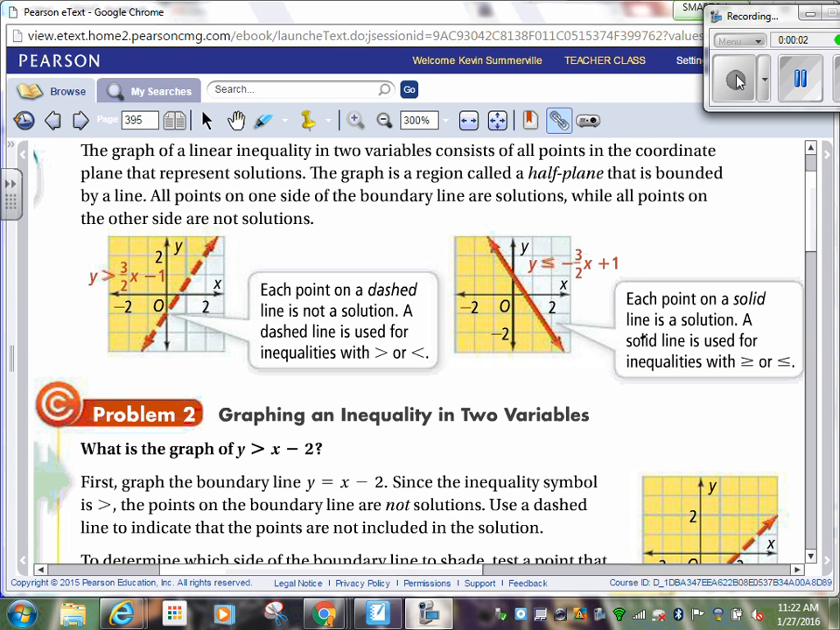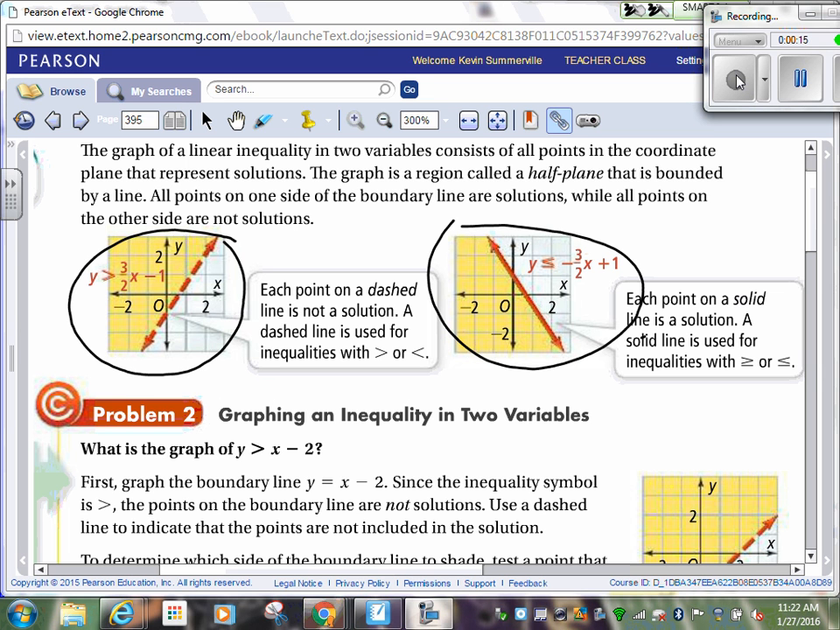Okay, so taking a look at the problem on the board. We have two graphs on the board here. This graph and that graph. This graph equation, in case you can't see it, is y less than or equal to negative 3 over 2x plus 1. And this graph is y is greater than 3 over 2x minus 1.